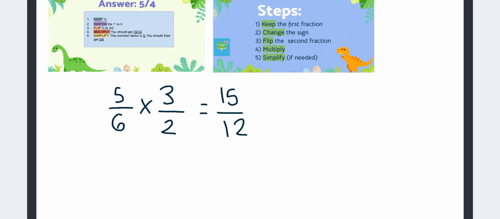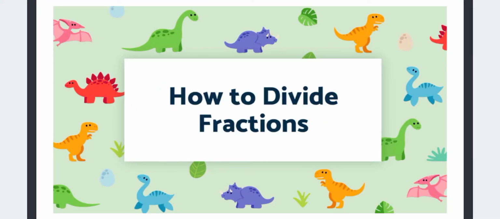We will now simplify it and we know that 15 and 12 are both divisible by 3, and 15 divided by 3 is 5, and 12 divided by 3 is 4, which will get us our answer of 5/4. I hope you learned something new today.